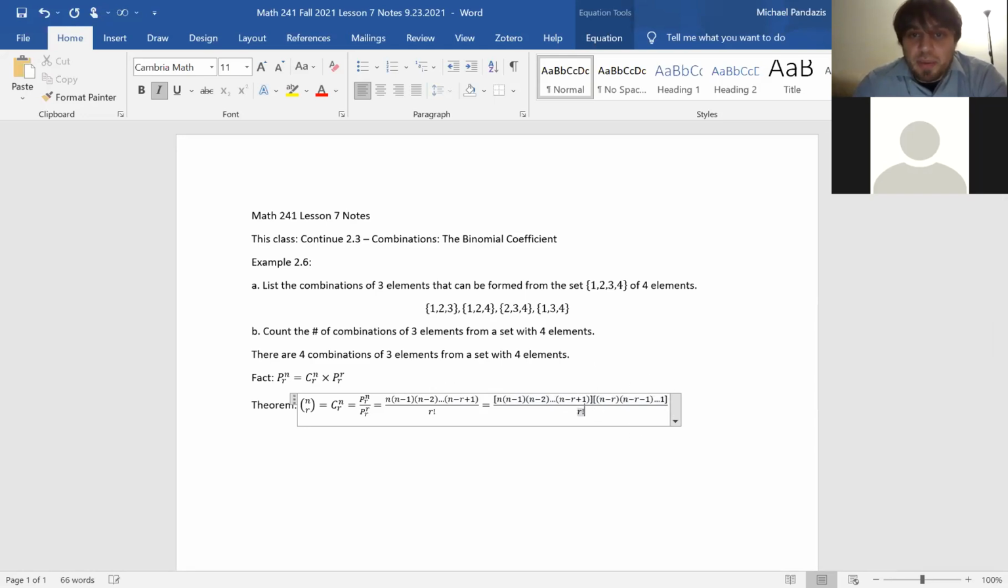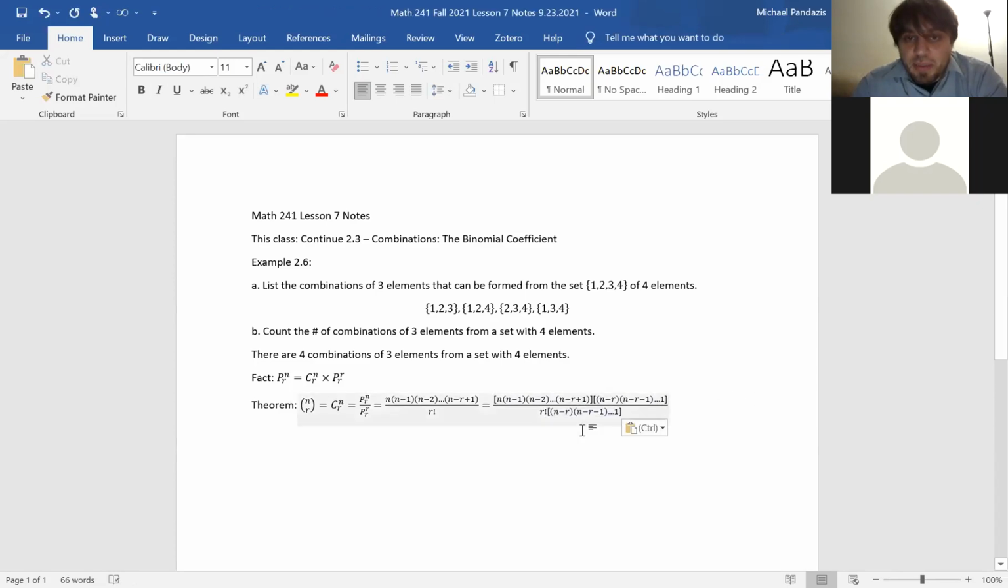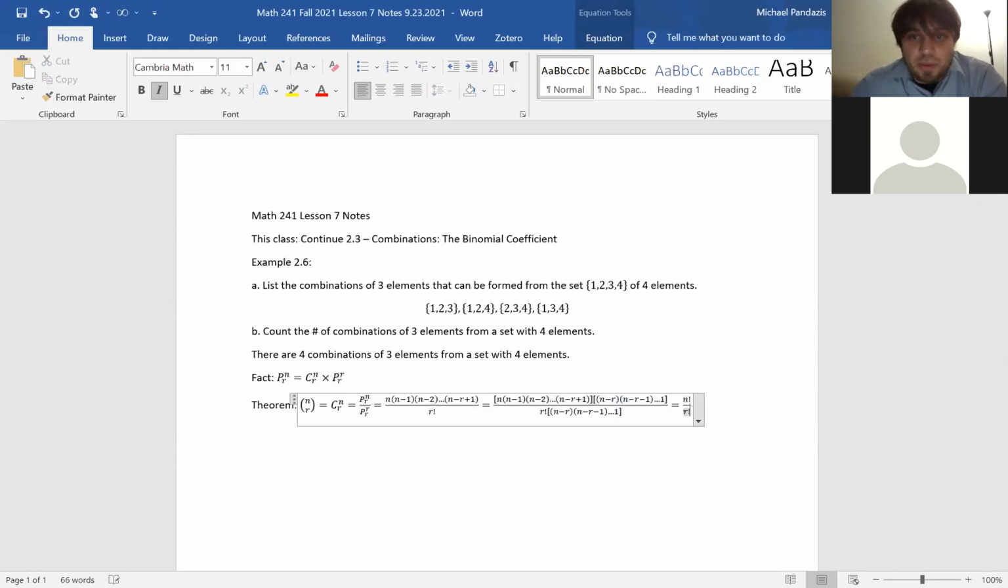Well, if you multiply the numerator by that quantity, you need to multiply the denominator by the same quantity. And so I multiply the denominator by the same quantity. And so when you do that, the numerator becomes the product of the positive integers from 1 to N. So the numerator becomes N factorial. And the denominator has R factorial in it.